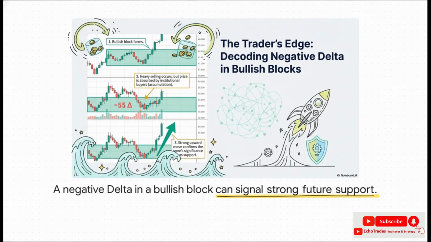But now, here's where things get really interesting. This is a pro-level insight. At first glance, this might look like a contradiction. You've got a bullish, green block, but it has a negative delta. But think about what that really means. It means that while tons of people were selling heavily, the big institutional players were quietly absorbing all of that selling pressure before driving the price higher. This is an incredibly powerful signal of strong future support.